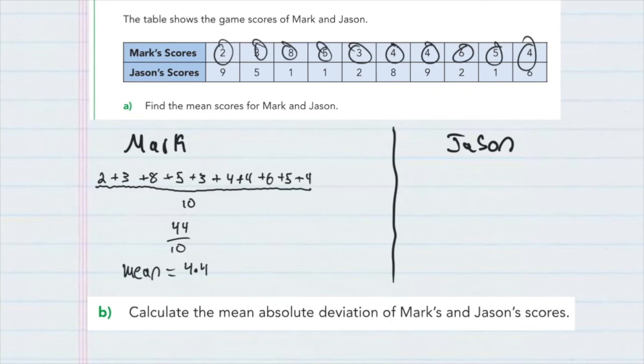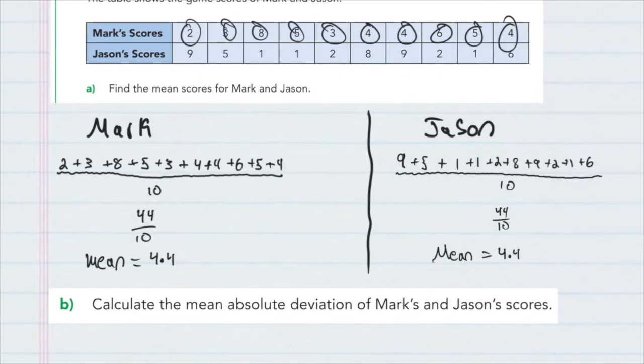And I'm going to do the same thing for Jason, but I'm not going to record me doing the numbers, which means you can just pause the recording and then you can do Jason's mean yourself. And now that you've done that, you can see that their means are actually equal. So they both have the same average game score of 4.4.